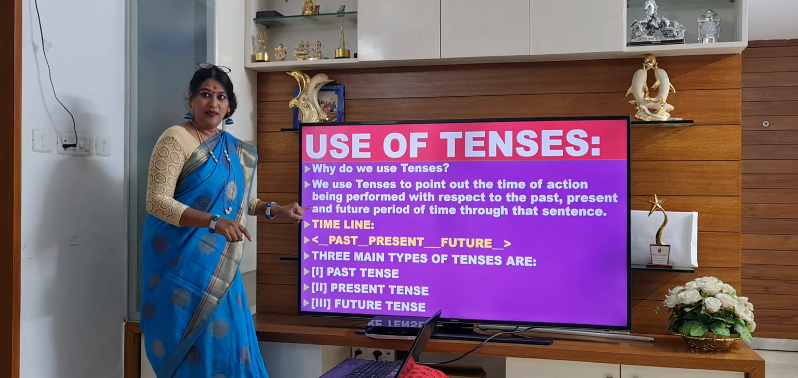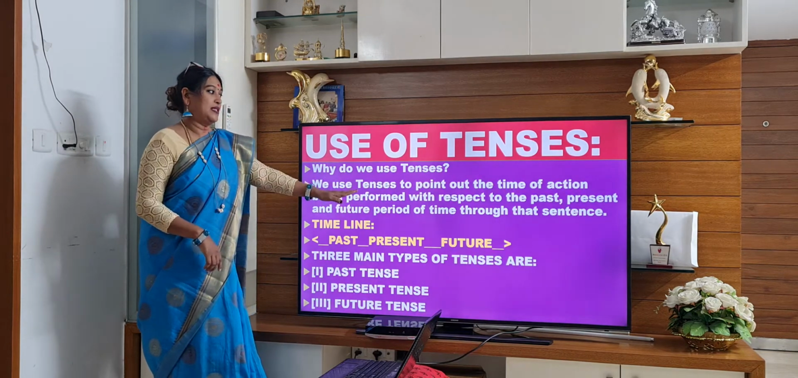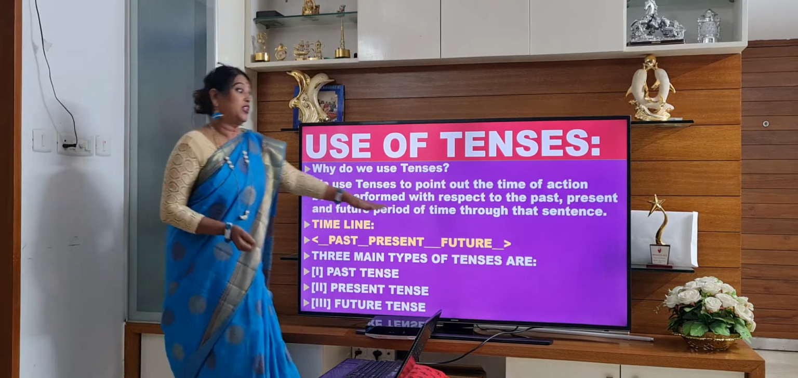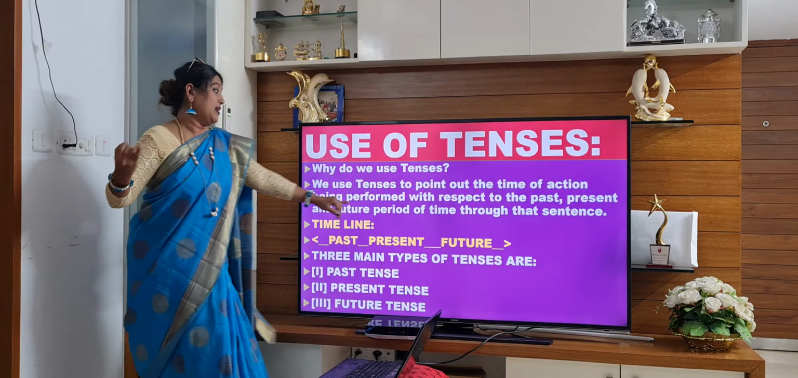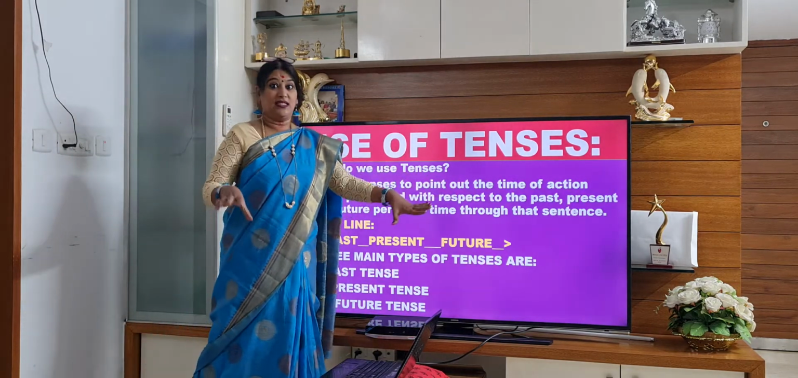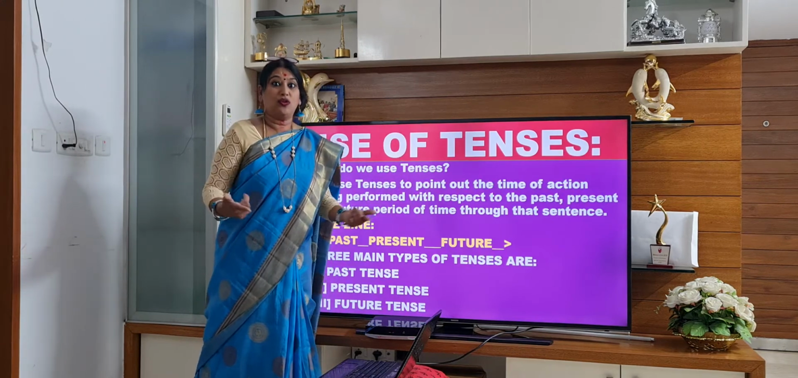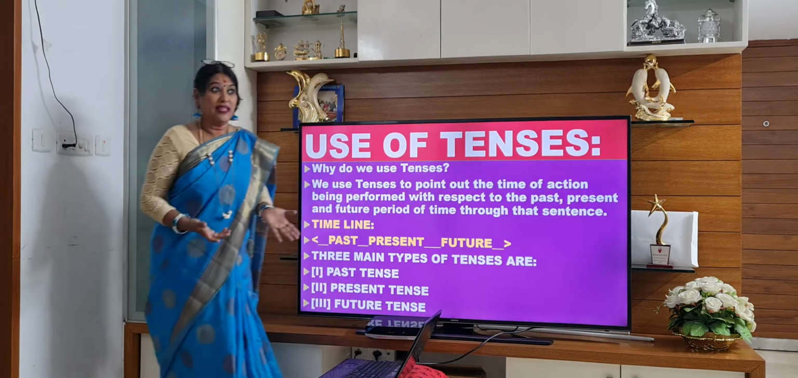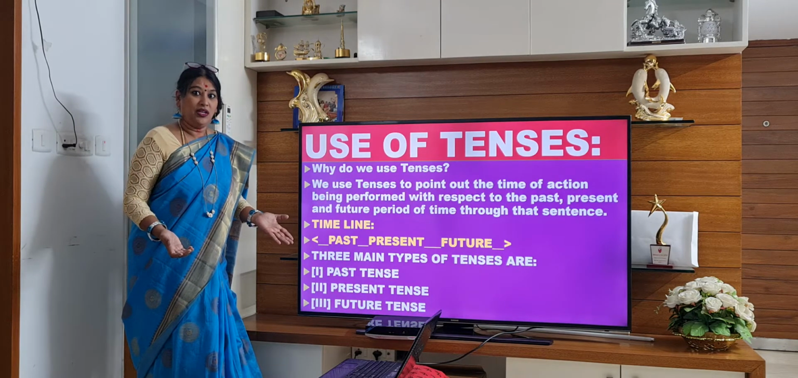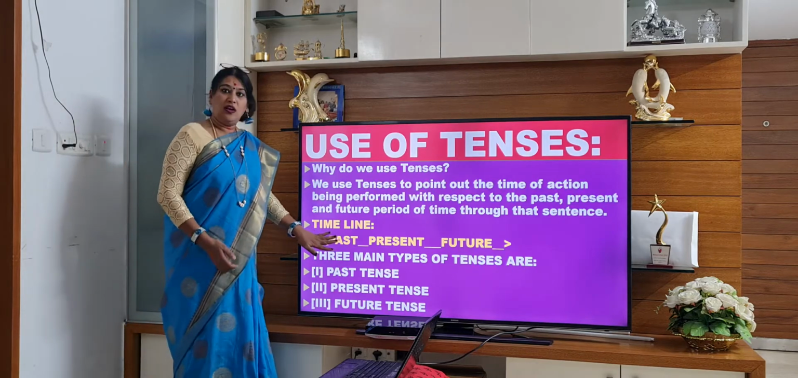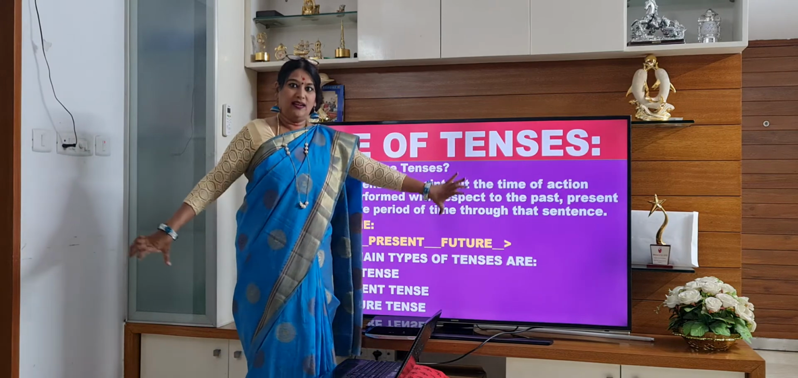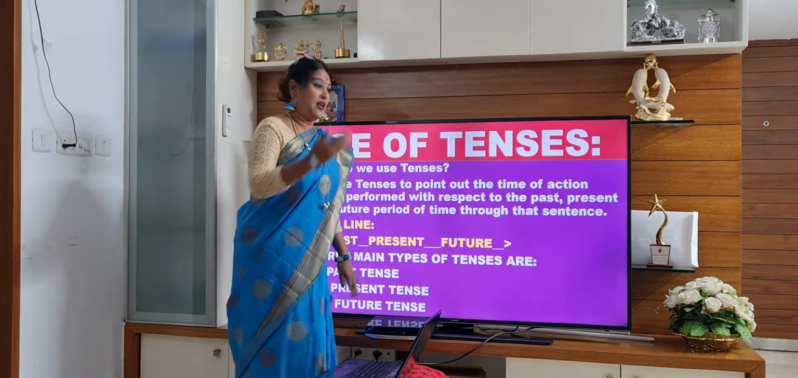We'll read it once again. We use tenses to point out the time of the action being performed. When did it take place? With respect to the timeline, that is past, present and future. Through that sentence you get to know when that particular thing took place. Got it? Now you know what the timeline is? Timeline is nothing but the scale of past, present and future.